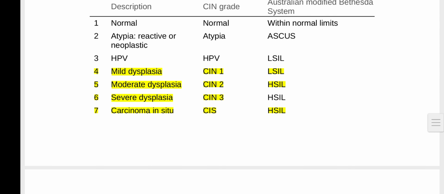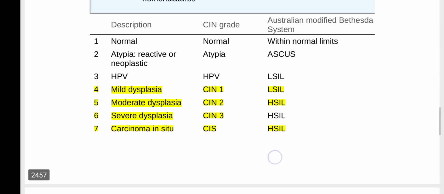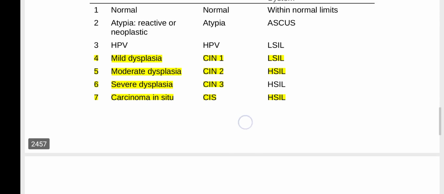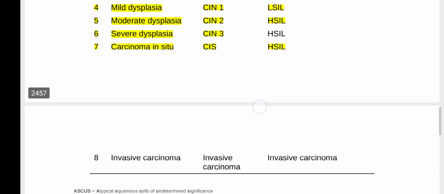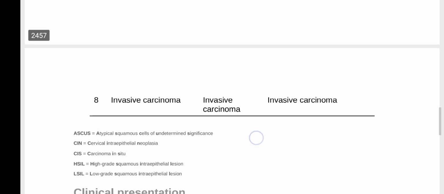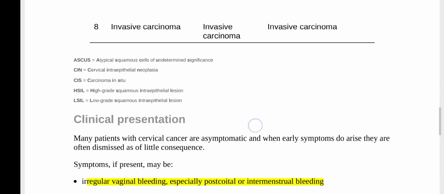So this is also an important table. Mild dysplasia, always remember, in the Australian modified Bethesda system is low grade squamous intraepithelial lesion, and CIN grade is CIN 1. So from moderate onward is high grade. Moderate dysplasia is high grade and CIN 2. Severe is also high grade and CIN 3, and carcinoma in situ is high grade. Then invasive we label as invasive carcinoma.